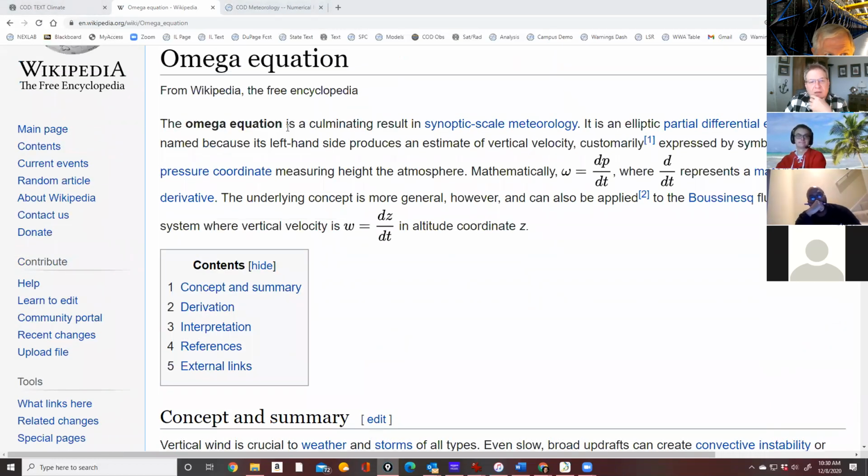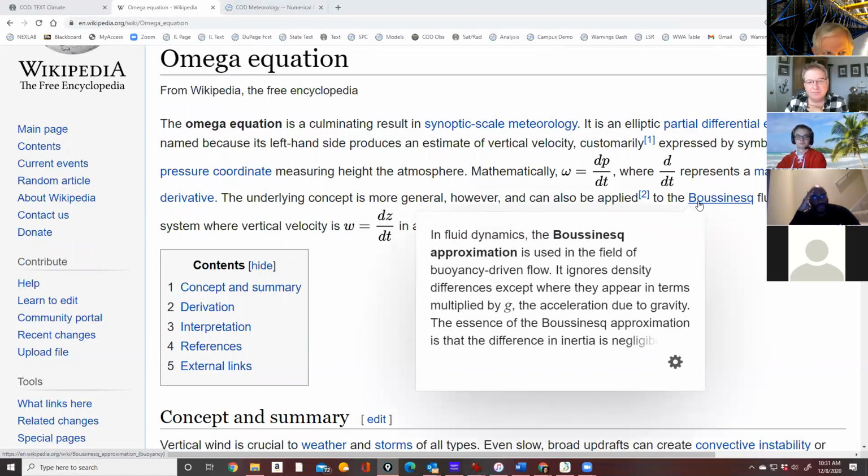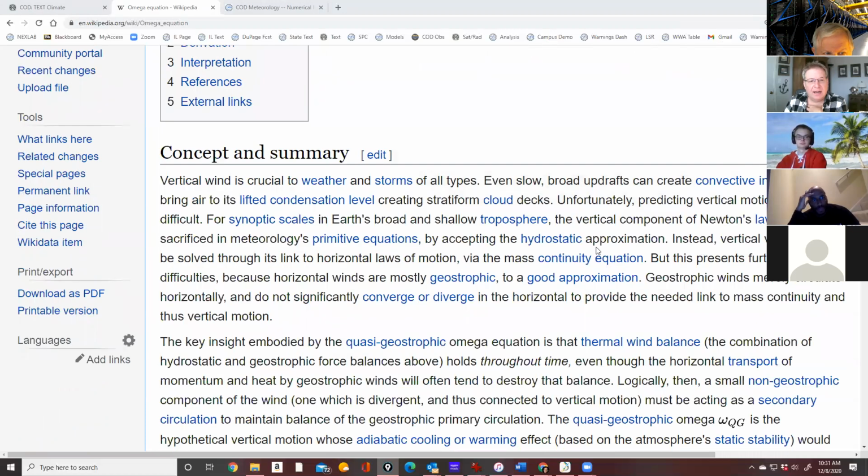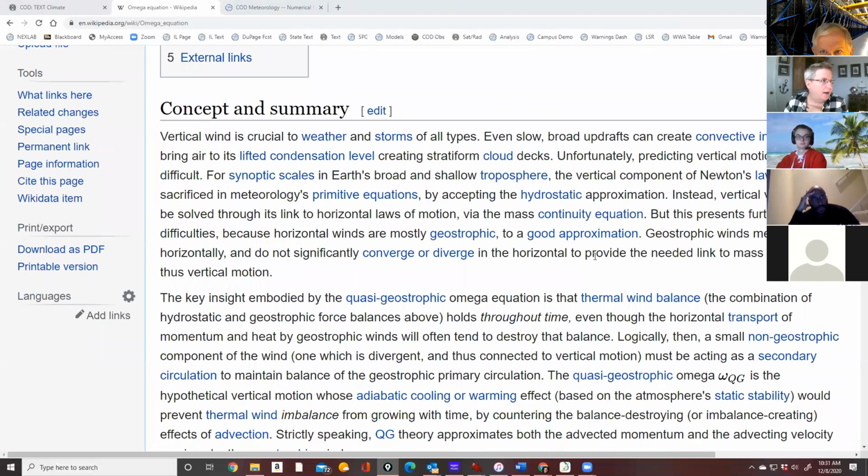It says the omega equation is the culminating result in synoptic scale meteorology. It's a differential equation. So to actually do this, we need differential equations. The underlying concept is more general, however, and can be applied to the Boussinesq fluid equation system. Concept. So go ahead, Nick, would you read this starting here? Sure.